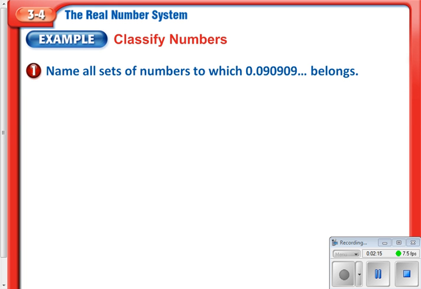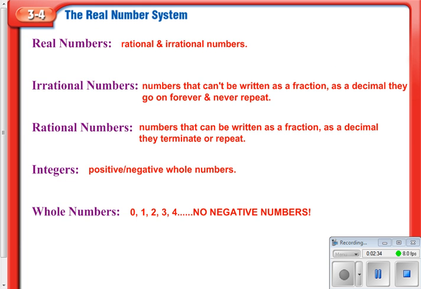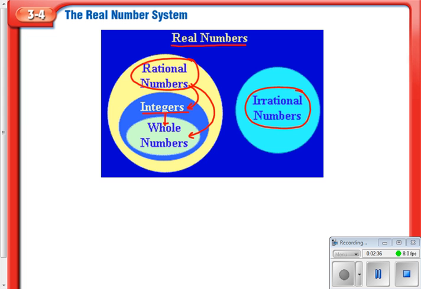So our first example says, name all the sets of numbers to which 0.090909 belongs. This number here has a repeating pattern. We know that's part of the real number system, but we need to determine from that table, if you look back at your table here, does it belong with the rational numbers, or does it belong with irrational numbers? So when we come back here, we need to determine, is it rational or irrational?